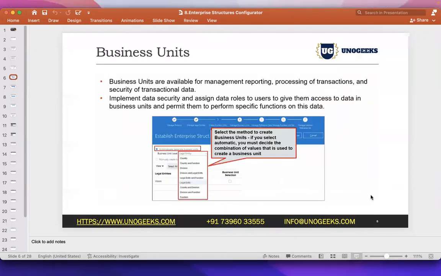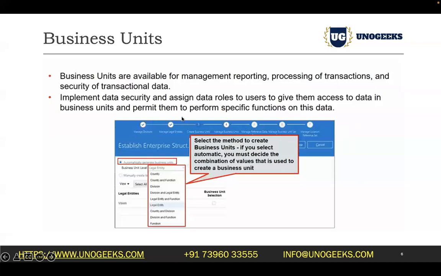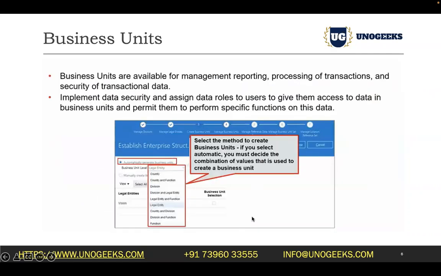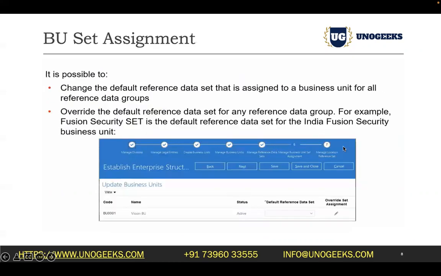Let's say, for example, this is how the enterprise structure configurator is going to look. We're going to see this tomorrow. When you start off with it, it will ask you to enter the information in each of these tabs. So you see this train page, wherein you enter all the information that you want to configure. You enter divisions, legal entities, business units, reference data sets, locations, etc. And you enter information in each of these tabs.